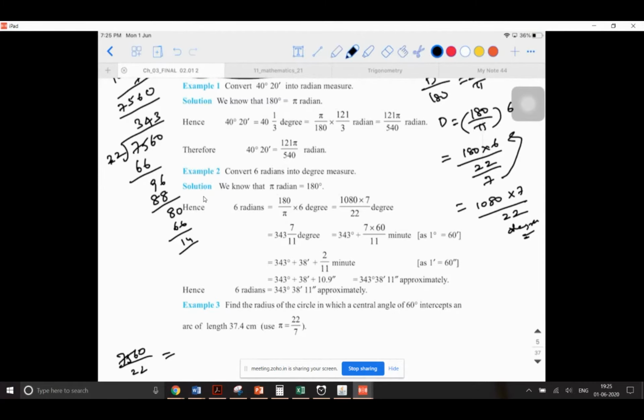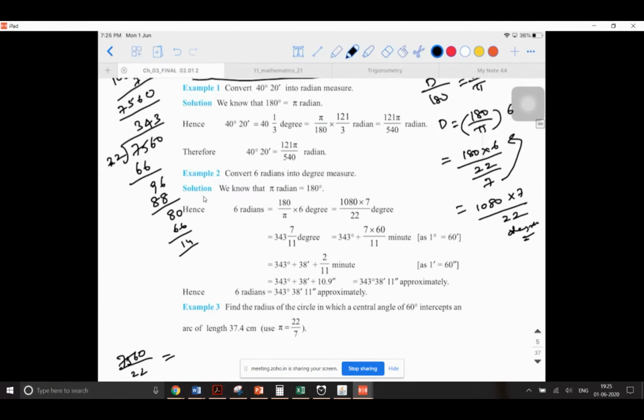Or else what we can do, see, according to the way he has solved, 7560 divided by 22 will be 343 into how much is it? 14 divided by 22. Can I write it like this? How did I get this? So the remainder in the numerator, the one which we are dividing, is in the denominator. So 343 into 14 divided by 22 can be simplified as 343 into 7 divided by 11. So that is why you got it as 343 7 by 11. This is a critical step.